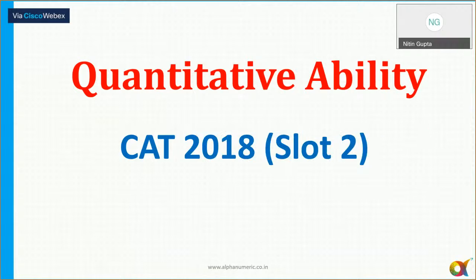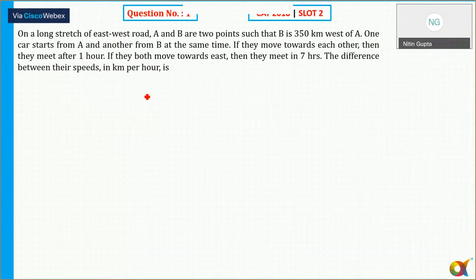All right. So the first question says: on a long stretch of east-west road, A and B are 2 points such that B is 350 kilometer west of A. So let me take 2 points, B and A. West of A means the left hand side is the west. So the initial distance between B and A is 350.